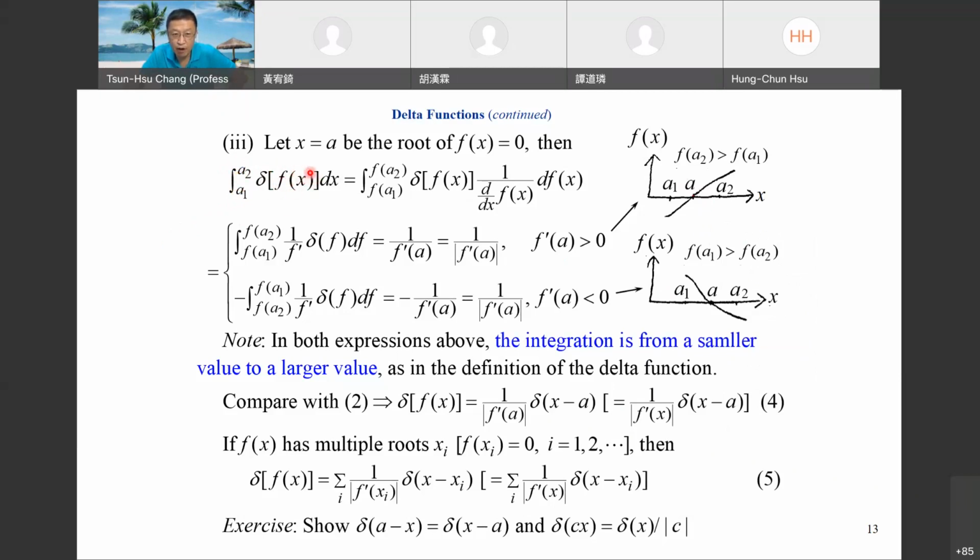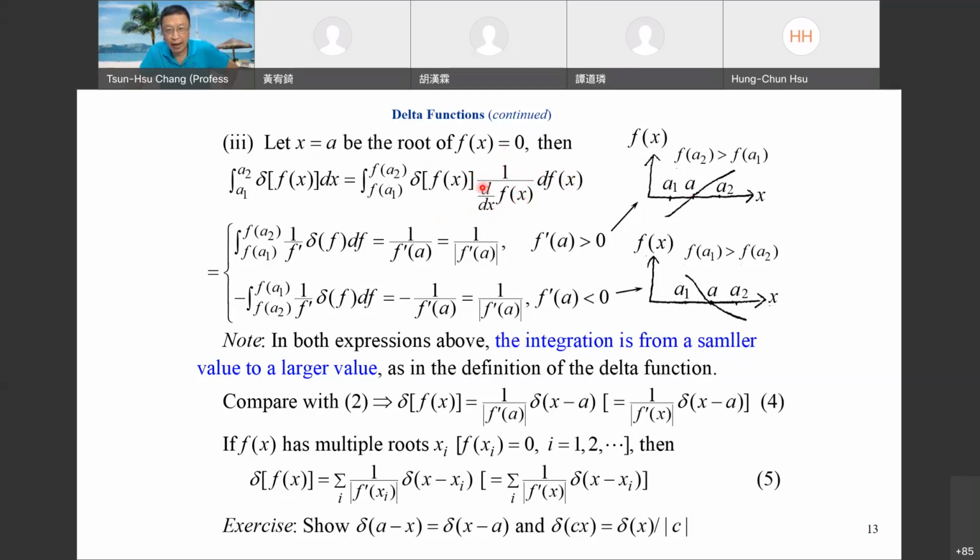So we know f of x will be 0. Then we have a value. So it will be 0 when x equals a. Okay, so we change the variable from x to f of x. Just change the variable. Cancel, just like the x. So we change the variable first. Therefore, we have these new extra terms.